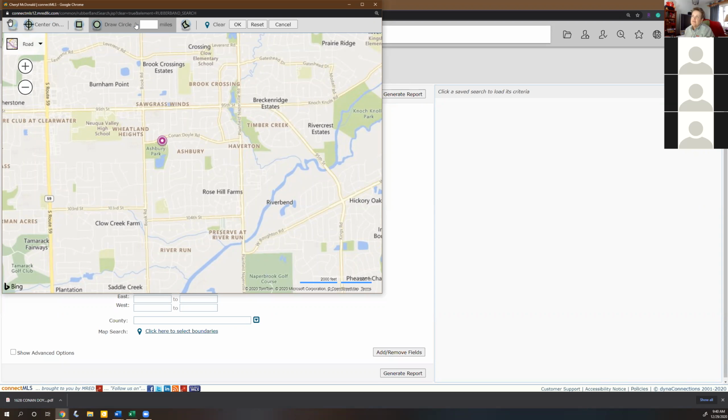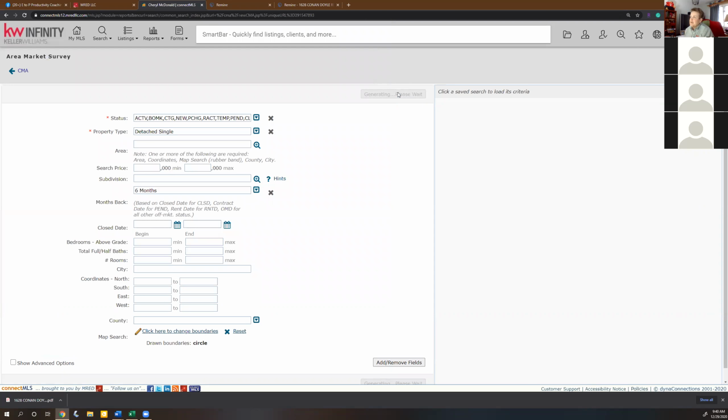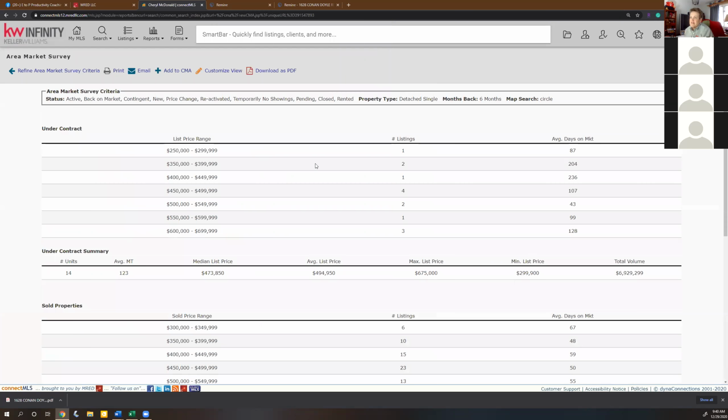So I'm just going to circle 1 mile, and I'm going to click OK. I'm going to go ahead and generate that report and see what it tells me. Right now, within a mile of that property, there are 14 units under contract, and the average list price is $494,950. That's right in the sweet spot, which is $450 to $499,999. Average days on market, 123. So things are not moving terribly quickly in that area.